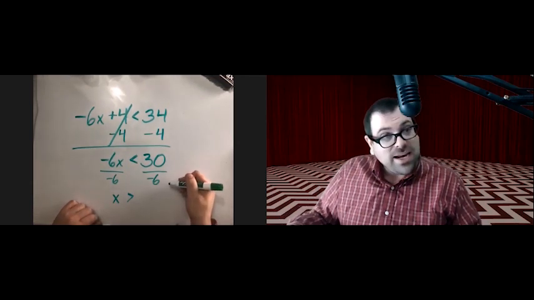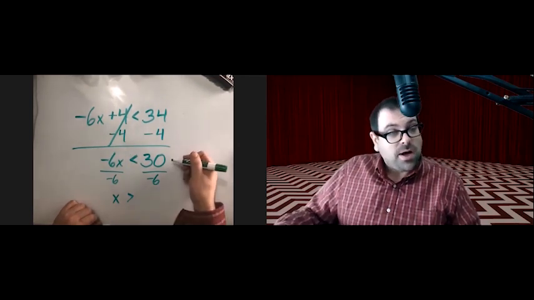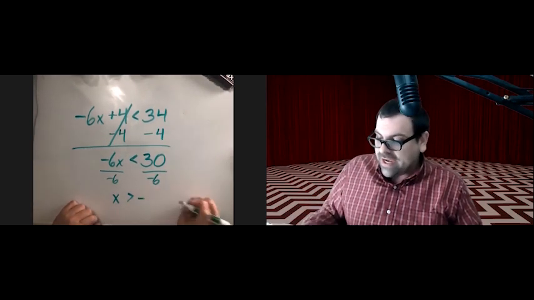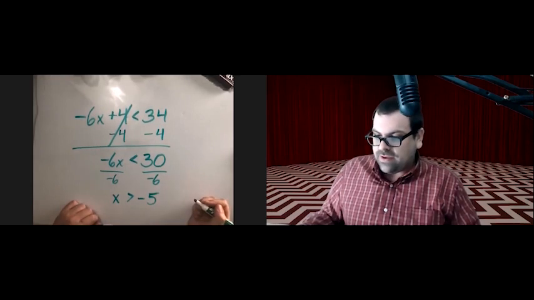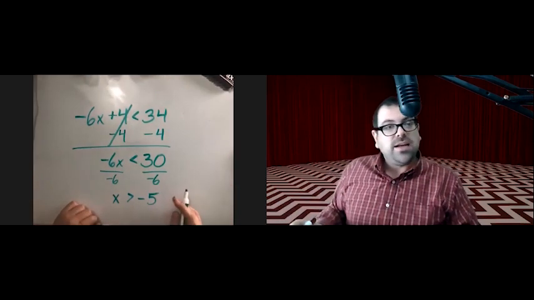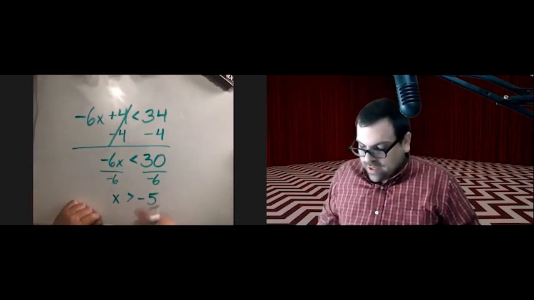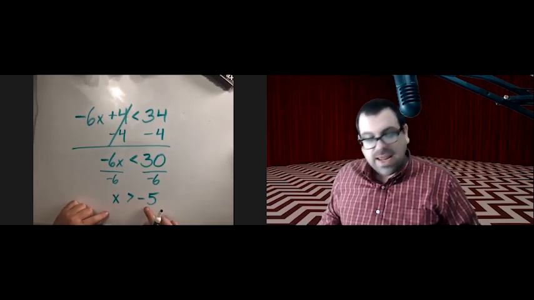Positive 30 divided by -6. Positive divided by negative is negative. 30 divided by 6 is 5. So the solution to this inequality is x greater than -5.